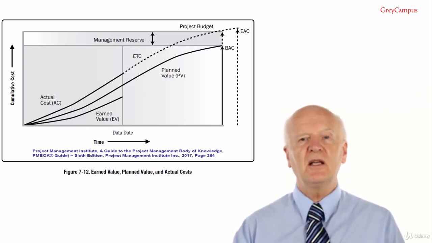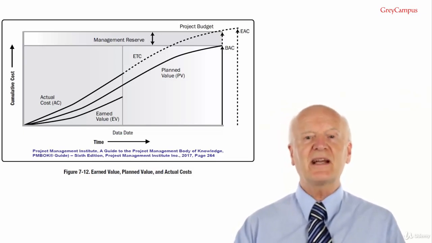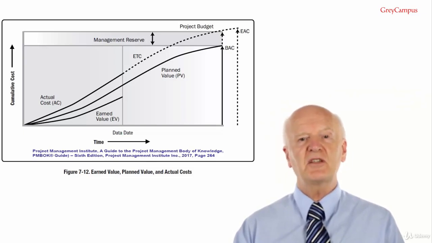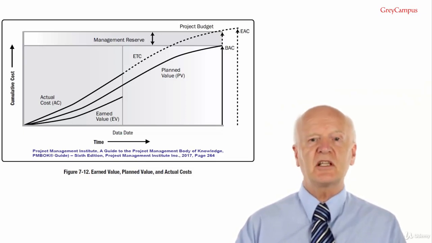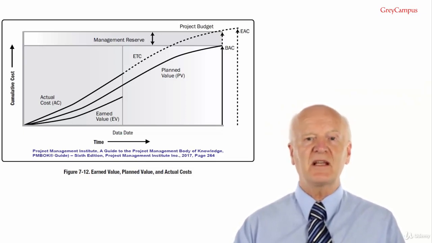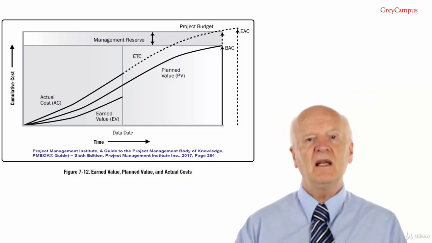And just in case you're getting a bit cross-eyed reading all these acronyms, you'll find in the examination when it gives one of these acronyms, it will actually spell it out. So it'll say something like EAC, brackets, estimate at completion.